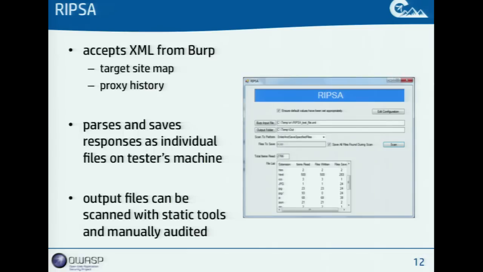The next thing that the RIPSA tool does, it takes that XML input and parses through it. I'll show you a sample XML file here in a moment. You'll see it has all that response data, and it creates files on the local machine. And then once you have those files on your testing machine, you can utilize whatever type of other static tools or static techniques to analyze them.